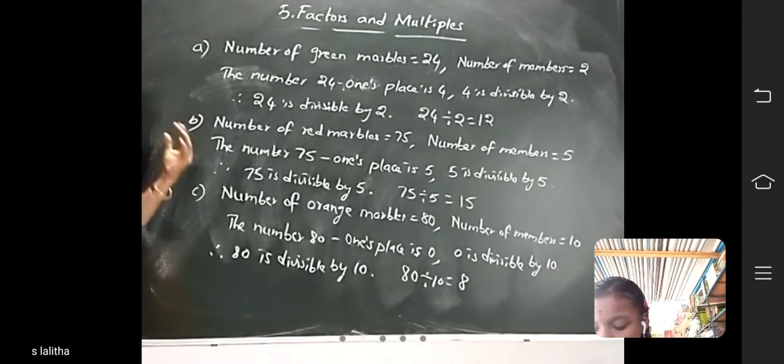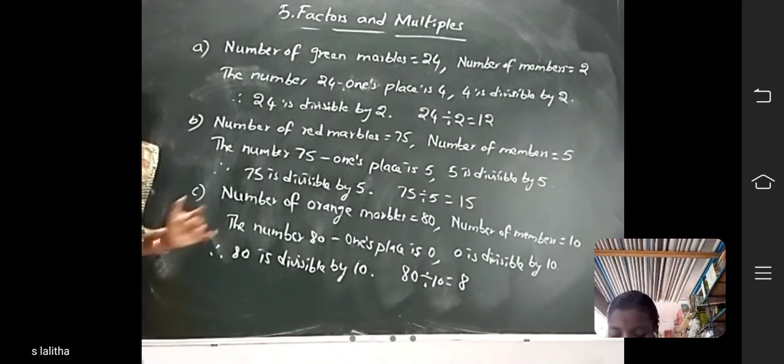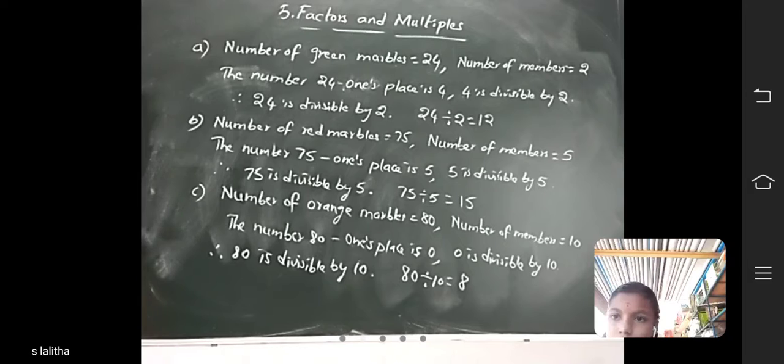And the second one, 5. The numbers whose last digit is 0 or 5 are divisible by 5. And the last one, test for divisibility by 10. The numbers having the last digit as 0 are divisible by 10. Did you understand, ma'am? So today we learned the test of divisibility by 2, 5, 10.